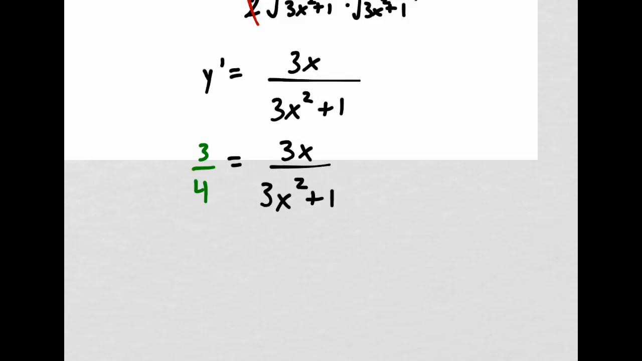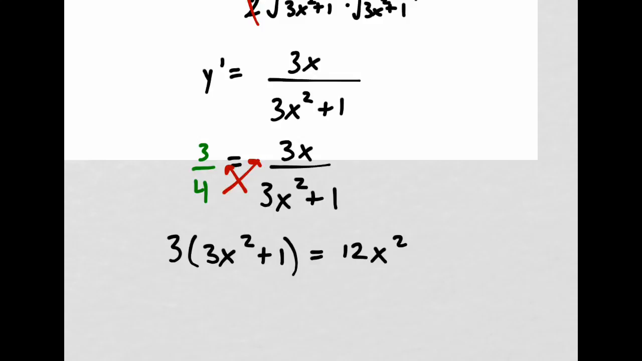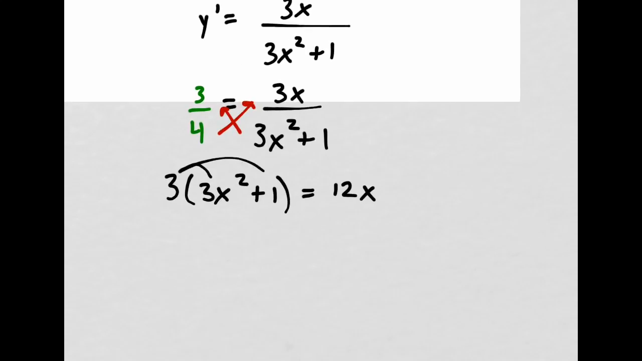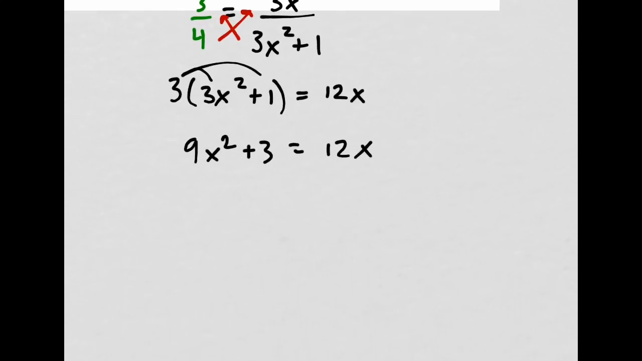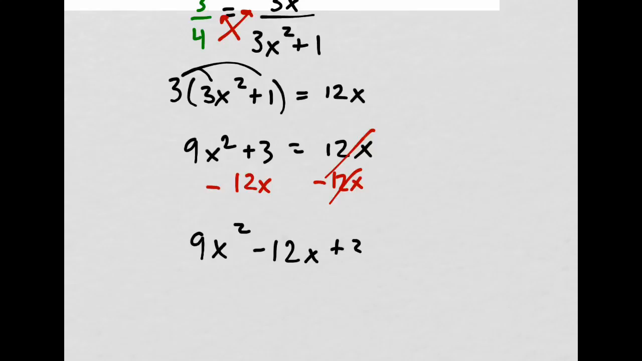So here, let's cross multiply. I'll do it in red. And what do I get? I get 3 times 3x squared plus 1 equals 12x. I guess I could distribute this 3. That would be 9x squared. Oh, I could have divided by 3. Oh well. Plus 3 equals 12x. I will subtract it over. I'm trying to solve the quadratic. So I have 9x squared minus 12x plus 3 equals 0.